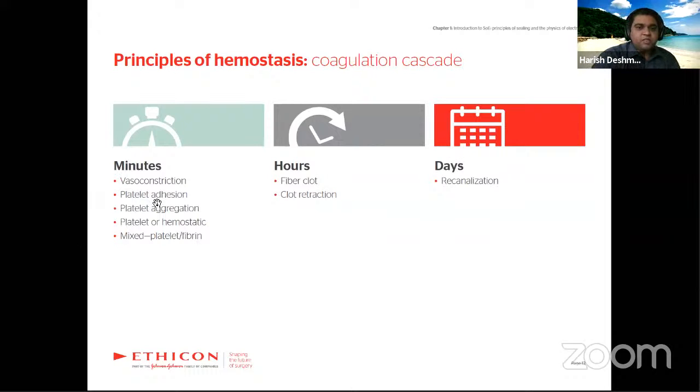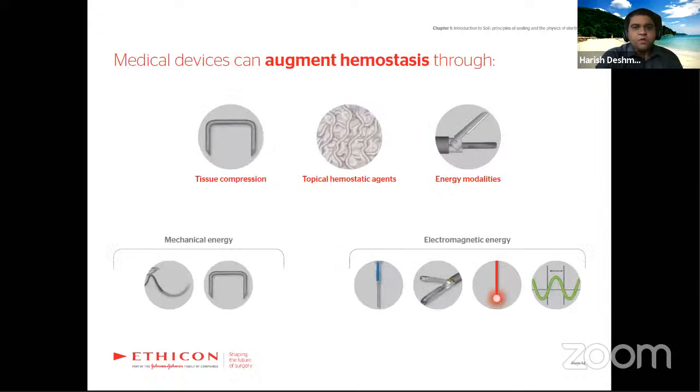So the major work during the surgery starts in minutes and hours, because this is the place where the patient outcome is actually decided. To augment hemostasis, we generally use three components. One is mechanical energy, which is tissue compression, where you use staplers or sutures for mechanical hemostasis. We have topical hemostatic agents like your Surgicel and other agents which are used for augmenting hemostasis. And thirdly is the energy modalities.